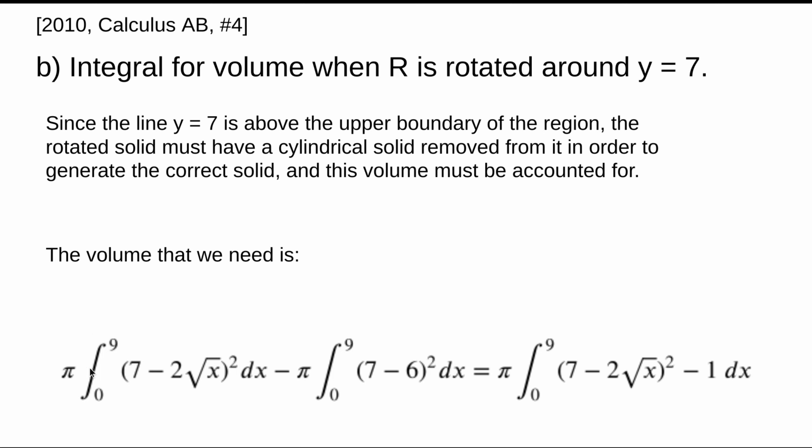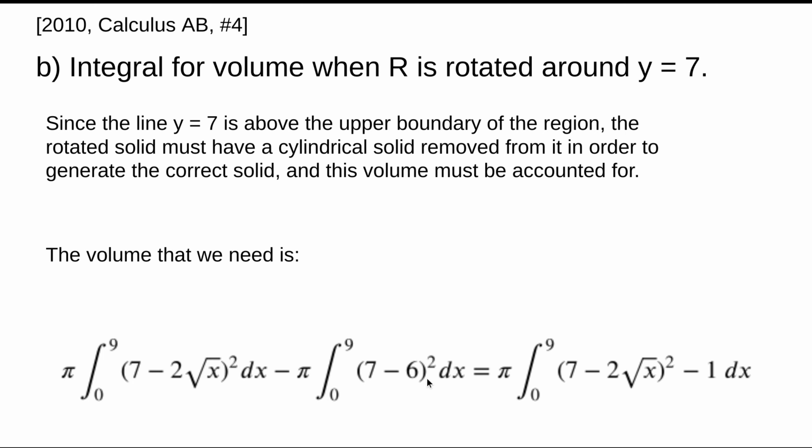So we need to integrate from 0 to 9, 7 minus 2 root x squared times pi dx. Now that's going to find the volume of the giant solid without the cavity removed. Then I have to remove stuff from the cavity, which would be pi times the integral from 0 to 9 of 7 minus 6 squared dx. This is my small radius.